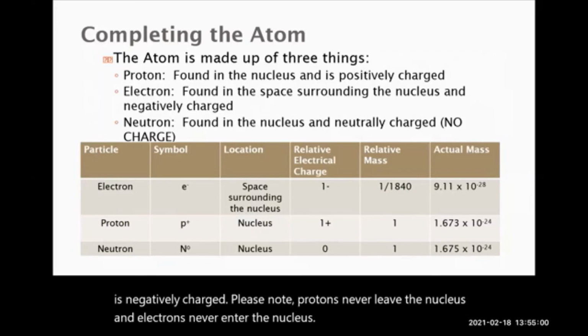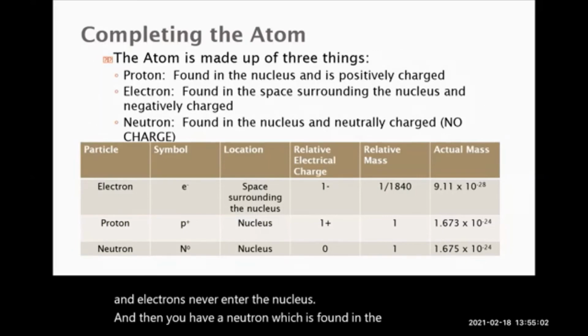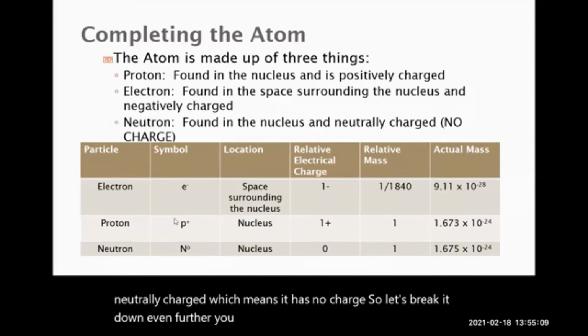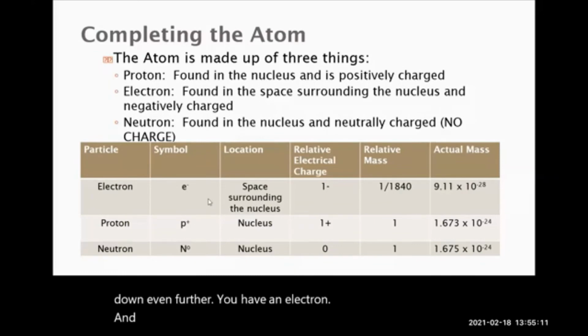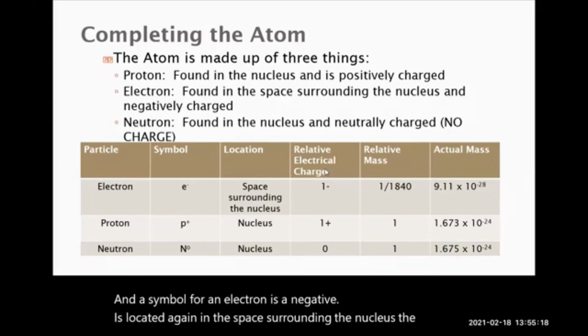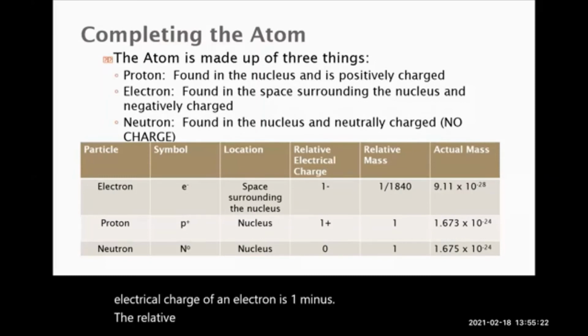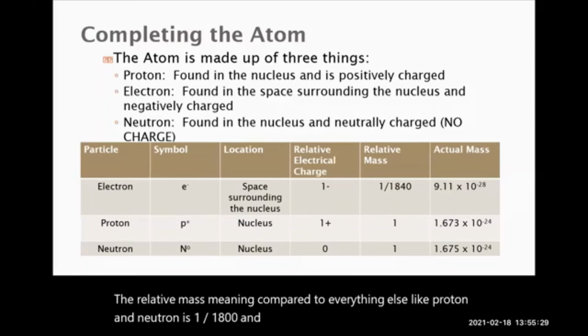And then you have a neutron, which is found in the nucleus and is neutrally charged, which means it has no charge. So let's break it down even further. You have an electron, and the symbol for an electron is e negative. It's located again in the space surrounding the nucleus. The relative electrical charge of an electron is 1 minus. The relative mass, meaning compared to everything else, like proton and neutron, is 1 over 1,840, but the actual mass is 9.11 times 10 to the negative 28th.